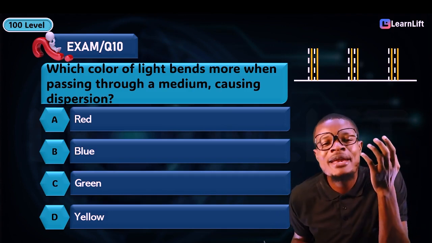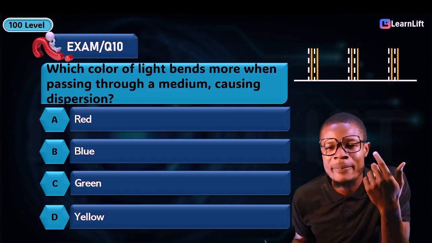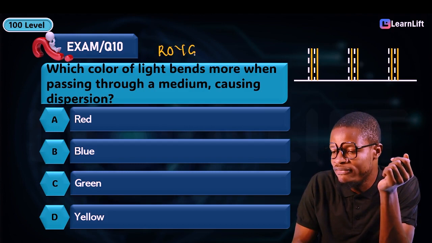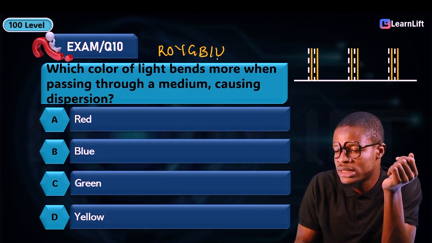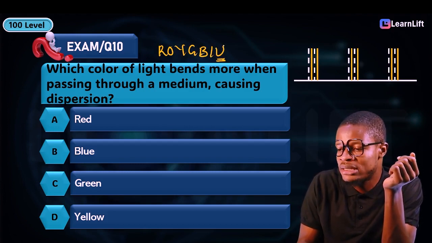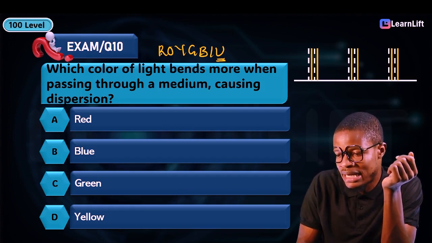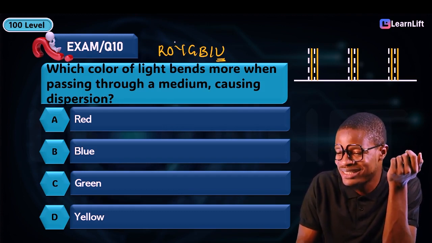Which color of light bends more when it passes through a medium? Which one will bend more? Don't stress yourself. ROYGBIV. This one, violet, will bend more. So their degree of bending: this is the highest bender, and this is the least bender. So red just moves direct.